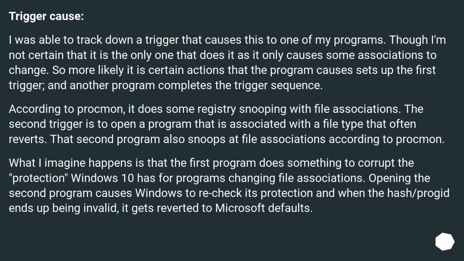What I imagine happens is that the first program does something to corrupt the protection Windows 10 has for programs changing file associations. Opening the second program causes Windows to recheck its protection, and when the protection ends up being invalid, it gets reverted to Microsoft defaults.